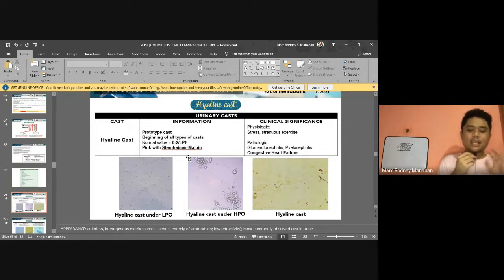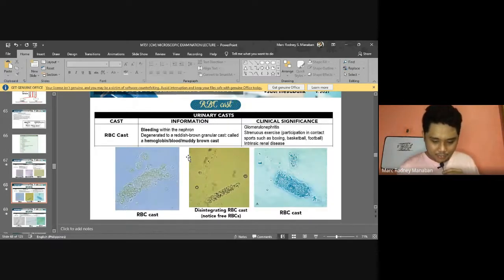Alright. Now, there are some instances where the hyaline cast has 1 or 2 RBCs or 1 or 2 epithelial cells stuck to it, and it's still considered a hyaline cast. But if too many have been added, then that's another type of cast. It's not considered a hyaline cast. But if the majority is clear and you see no other inclusions, then that is still considered a hyaline cast. Okay? And it is the most commonly observed cast in your urine. All right.